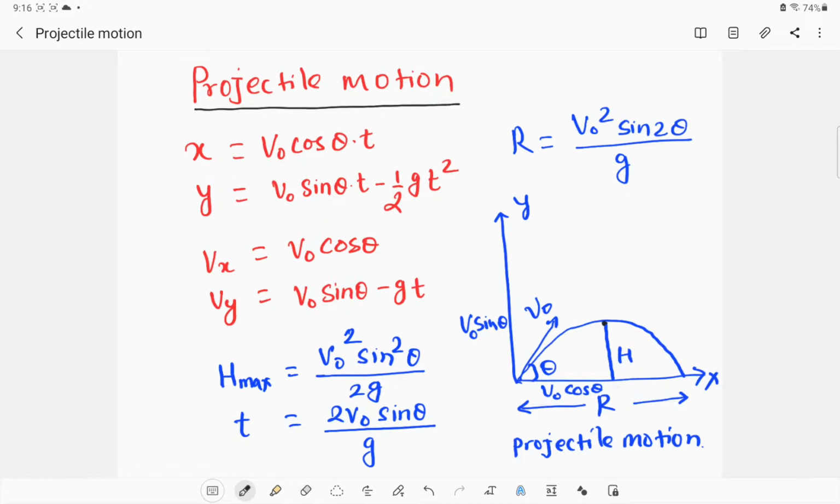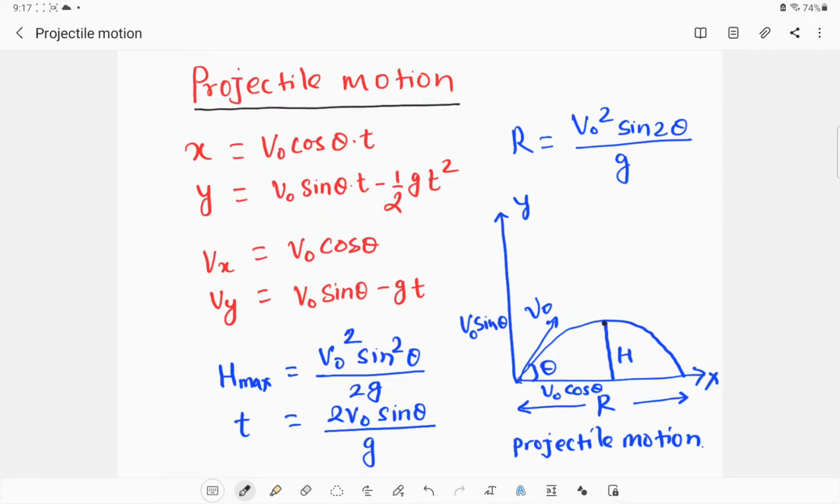So, what is a projectile? A projectile is any object that is thrown with some initial velocity v naught at a certain angle with the x-axis, and its motion will be determined by the action of gravity and air resistance only. That is the definition of a projectile. While deriving these formulas related to projectile motion, we ignore air resistance. So the only factor that determines the path of the projectile motion, the trajectory, is gravity.